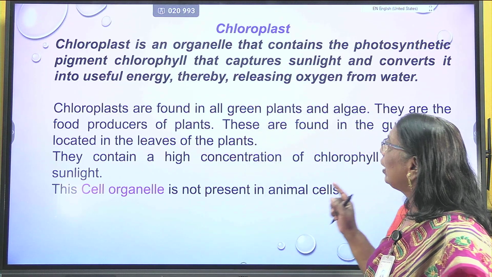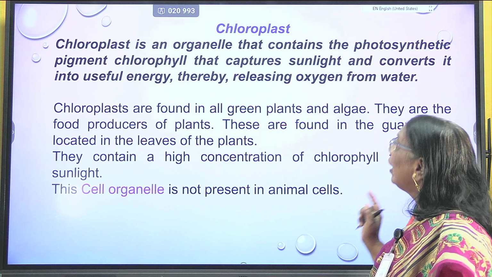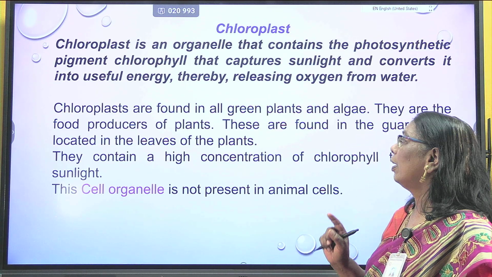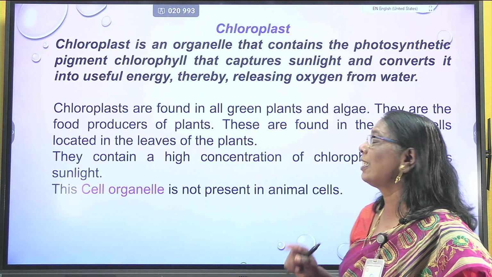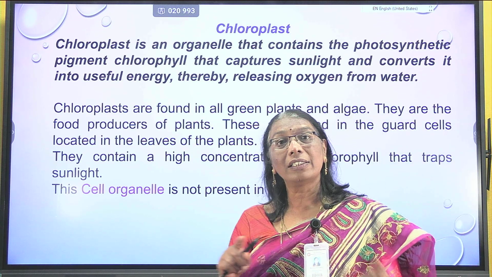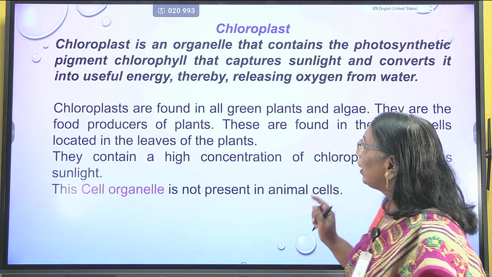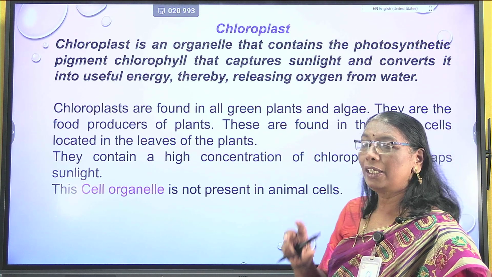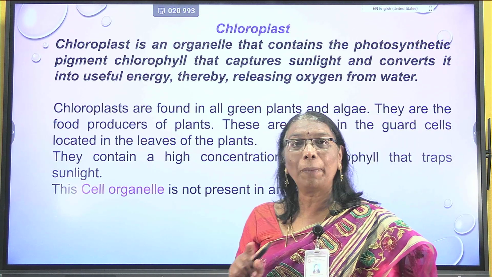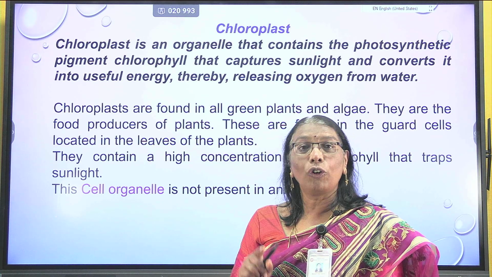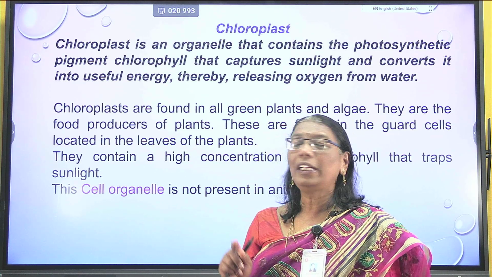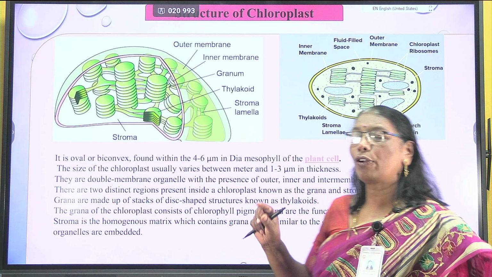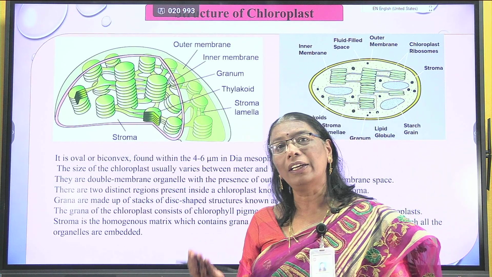Chloroplasts are found in all green plants and algae. They are the food producers of plants. These are found in the guard cells, which are present on the surface of leaves. They contain a high concentration of chlorophyll that traps sunlight. The chlorophyll pigments present in them, chlorophyll A and chlorophyll B, are the important ones, and due to these chlorophyll pigments, plants have green color.